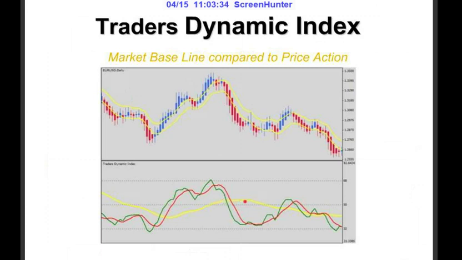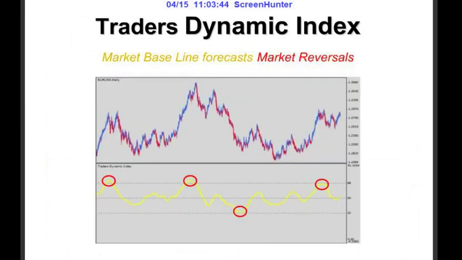Now, one unique aspect about the market baseline, and make note of this, is when the yellow line, the market baseline itself, gets up to 68 or gets down to 32. When I was originally designing it years ago, this was something that just by happenstance I noticed. I was like, wow. When the market baseline reaches a 68 or reaches a 32, typically I'm at a point of potential market reversal. And I didn't try to design it that way. It just worked out that way.